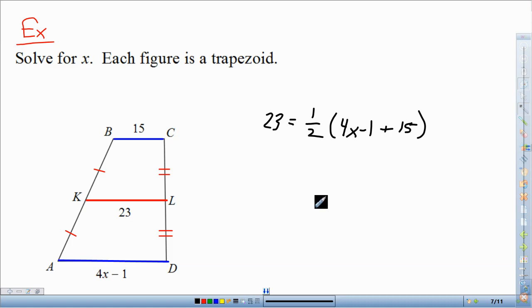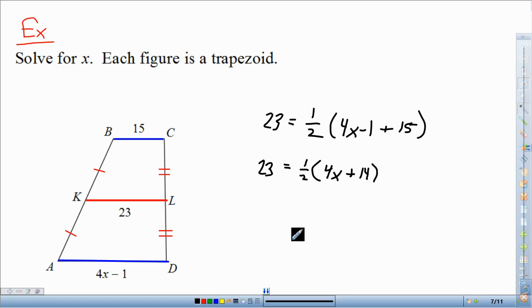Just a little reminder, when we have parentheses, we have to deal with the math inside of the parentheses first. So let's simplify this a little bit. We got 23 equals 1/2. Inside the parentheses, there are no other x's, so that 4x stays 4x. But we have a -1 plus 15, or 15 minus 1, which gives me 14.